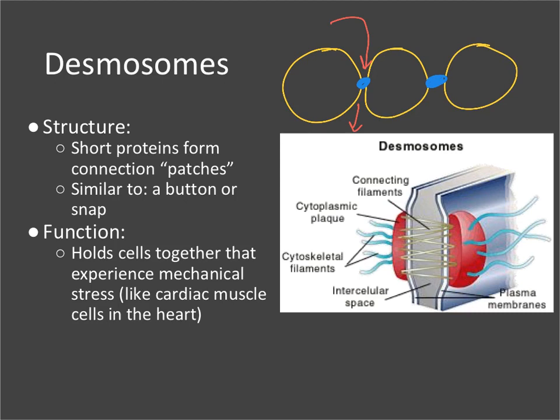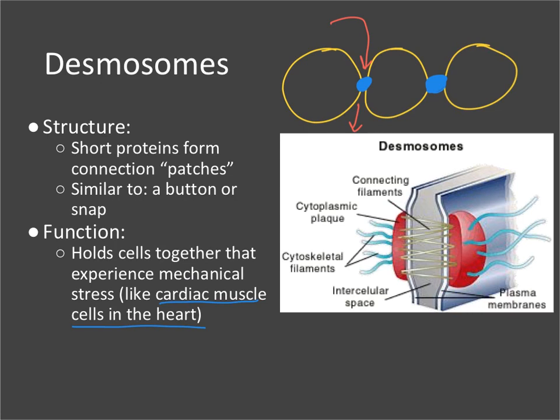One thing about desmosomes is that they are stronger than tight junctions. So they're a really strong connection. They just don't form that watertight seal that tight junctions do. We see desmosomes between cardiac muscle cells in the heart. And this is because they really help to hold the cells together under mechanical stress.